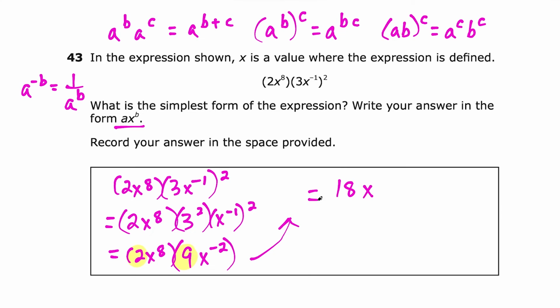And now we have x to the 8 times x to the negative 2. So I'm using this property of exponents. That's going to simplify to 8 plus negative 2. So you see here, we could multiply x to the 8 by x to the negative 2 and get the result by adding their exponents. So now I just simplify, and this is 18 times x to the 6th power. And this is our final answer because we have to be in the form of a number times x to a number. So here's our solution.